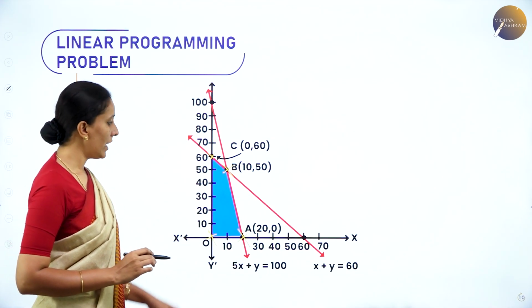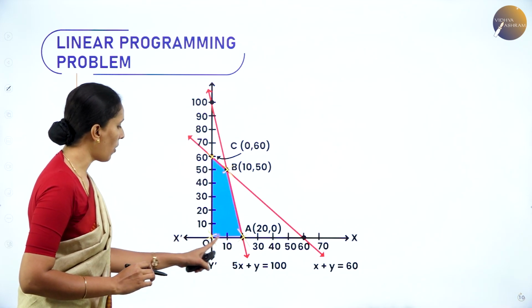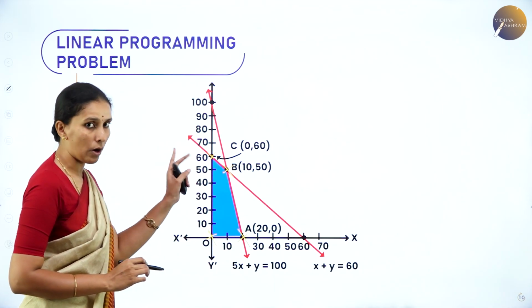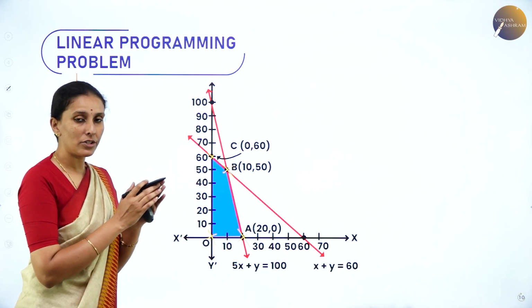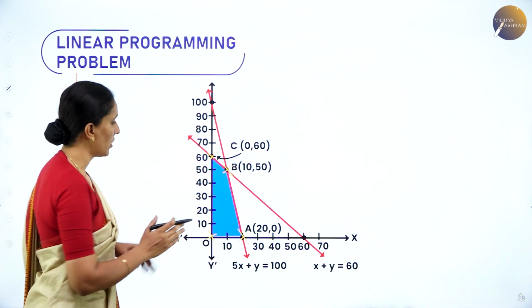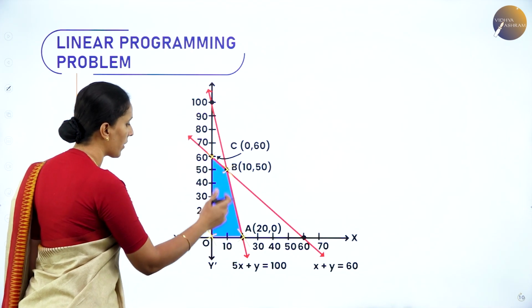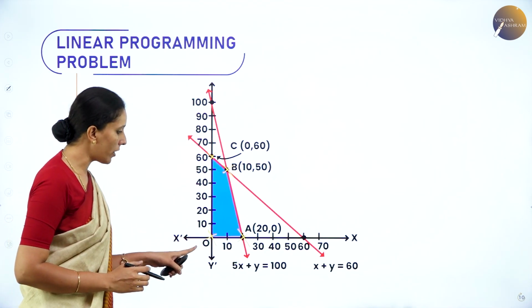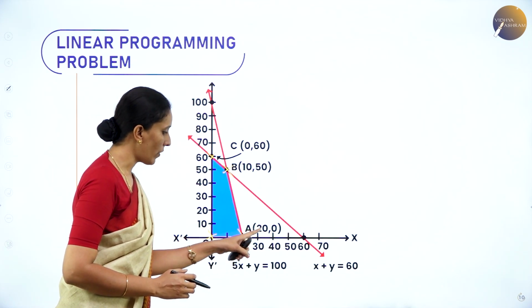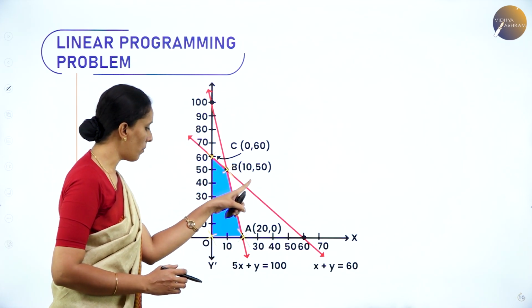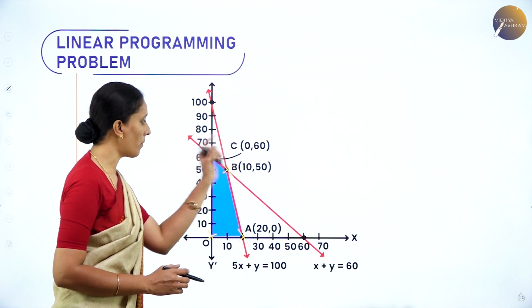So when we say it is a bounded region, it is clearly bounded. Bounded means it is bounded by the boundaries here. So for a bounded region, you will always have corner points. So you need to mark all these corner points here. So here the corner points, I have named it as O, which is 0, 0, A 20, 0, B 10, 50, and C 0, 60.